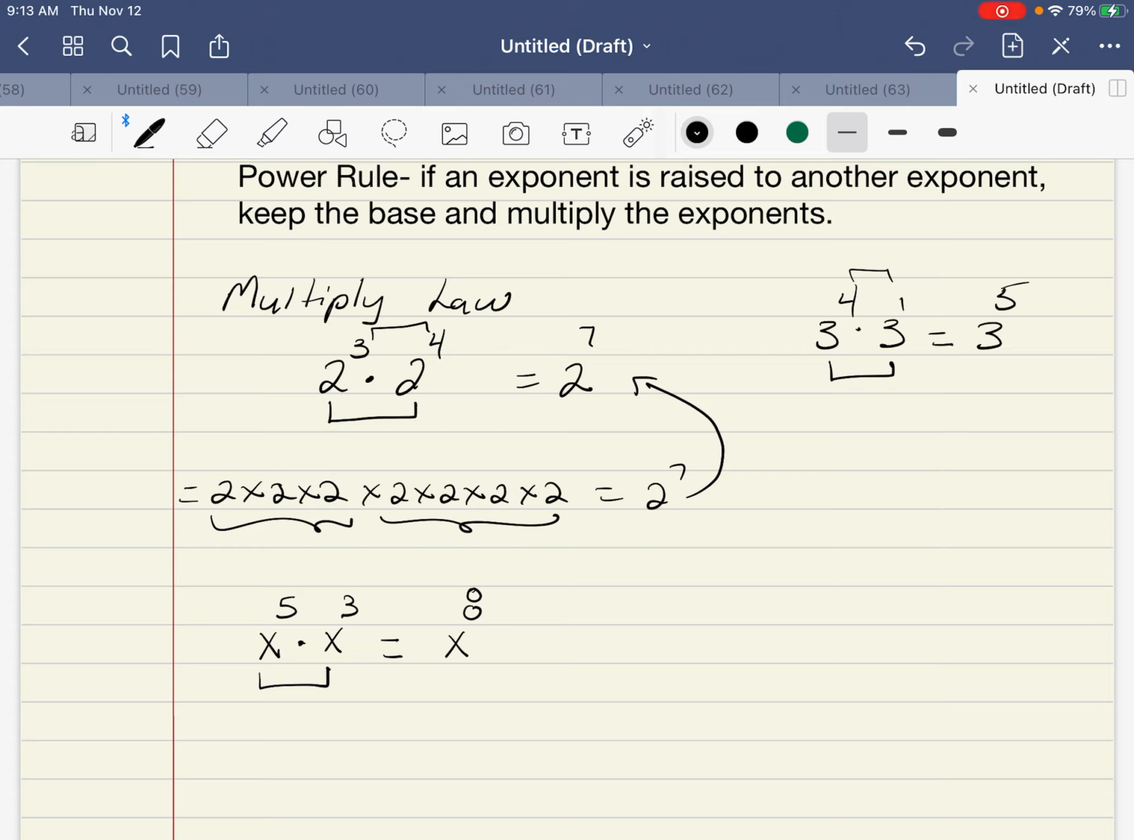The key is the bases have to be the same. So when we get into things like this where we have multiple bases, so let's look at this one. So we got two variables, x and y. Well, the base x can only apply the multiply law to the other base x. So same base, we're going to add the exponents 2 and 9. Likewise with the y, same base, and you're going to add the exponents 5 and 3.